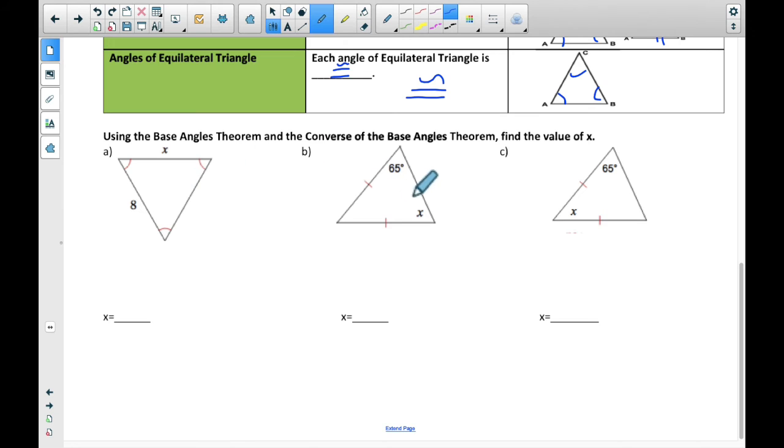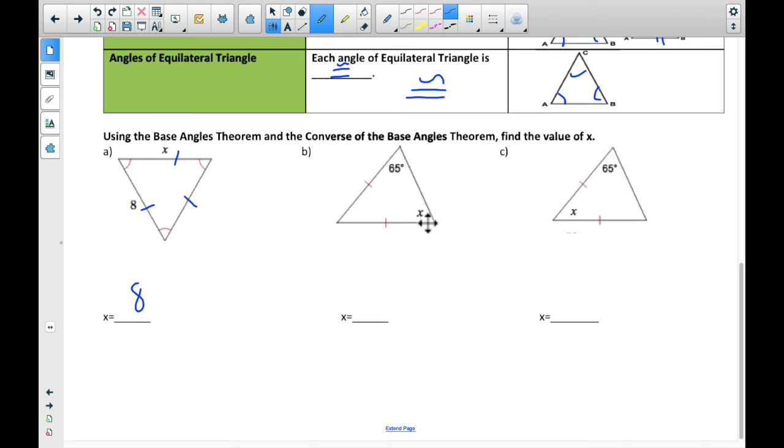Okay, using the base angles theorem and the converse of the base angles theorem, find the value of x. All right, what does that mean? What that means is we can see this is equiangular, and if it is equiangular, it is also equilateral. So if this side is 8, then all of the sides are 8. Each side is 8.